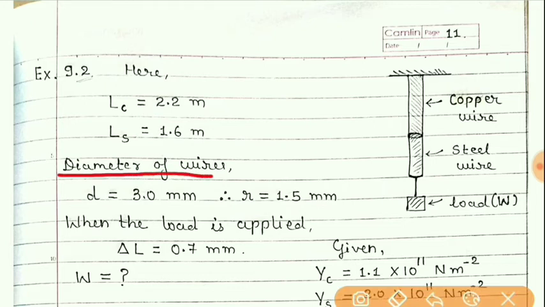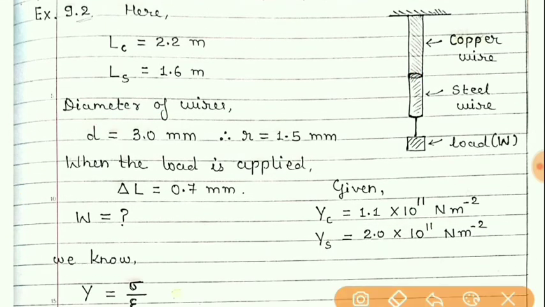The diameter of both the wires is the same, which means the cross-sectional area is the same, and that is given as 3 mm. If the diameter is given, half of the diameter is the radius, so the radius will be 1.5 mm.